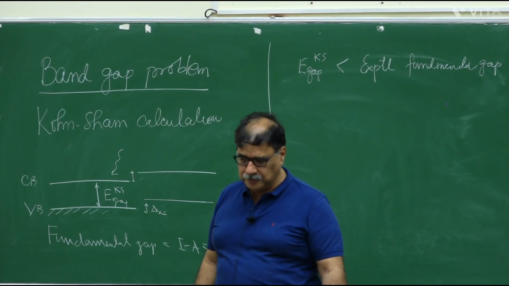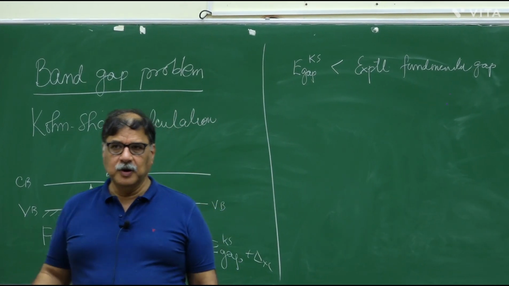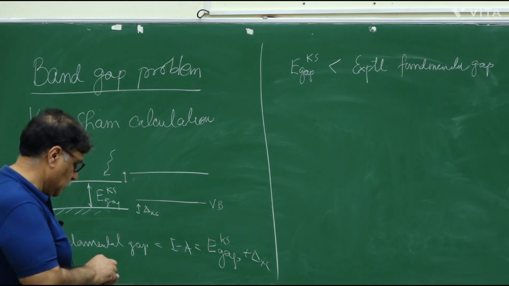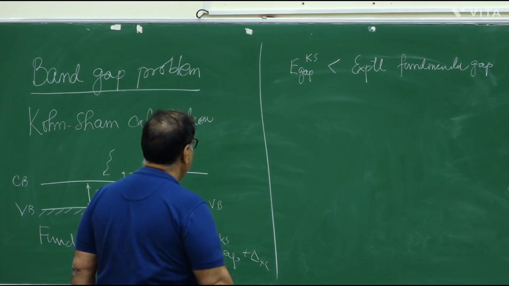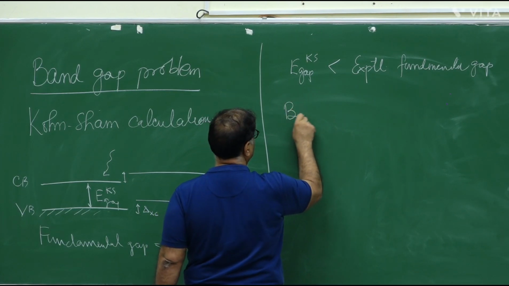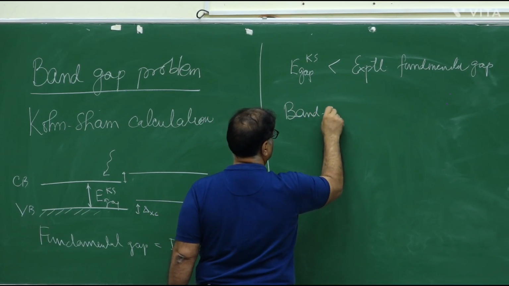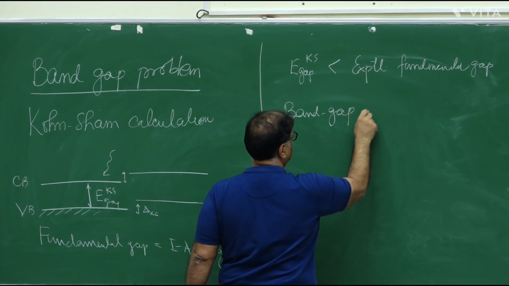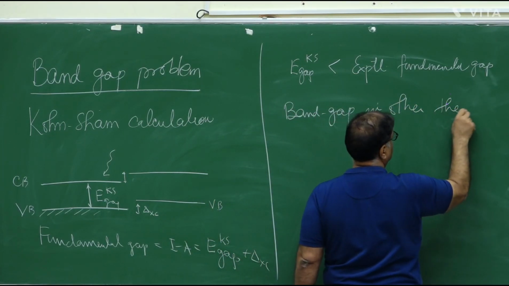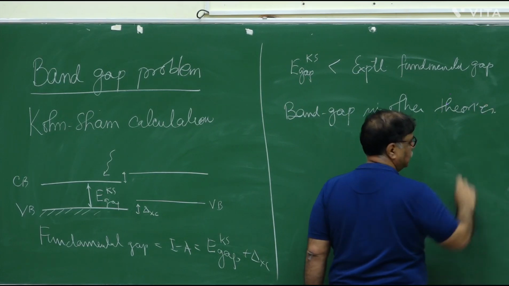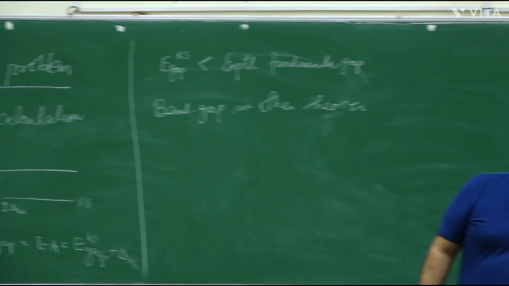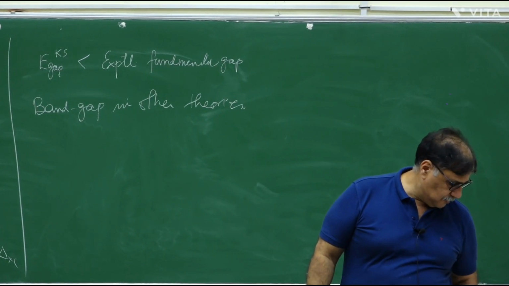Alright, that is basic. And we do not know how to calculate this delta XC within the Kohn-Sham framework. Let's now just see what happens when you use some other theories. So, band gap. There are the theories. And that then becomes the motivation to improve your functionals also. Let's start with Hartree-Fock.